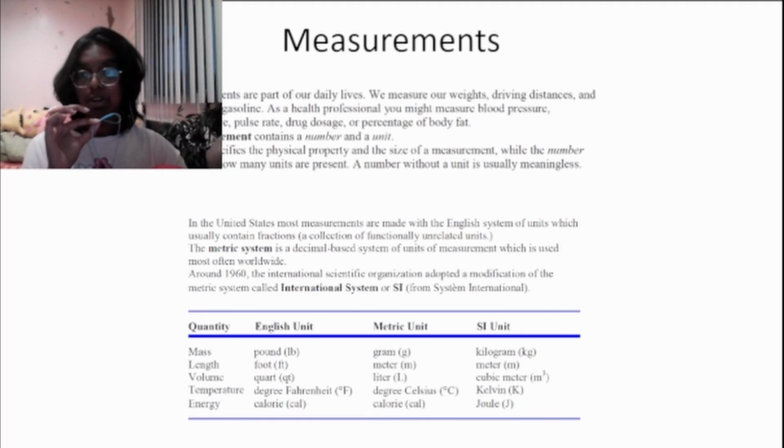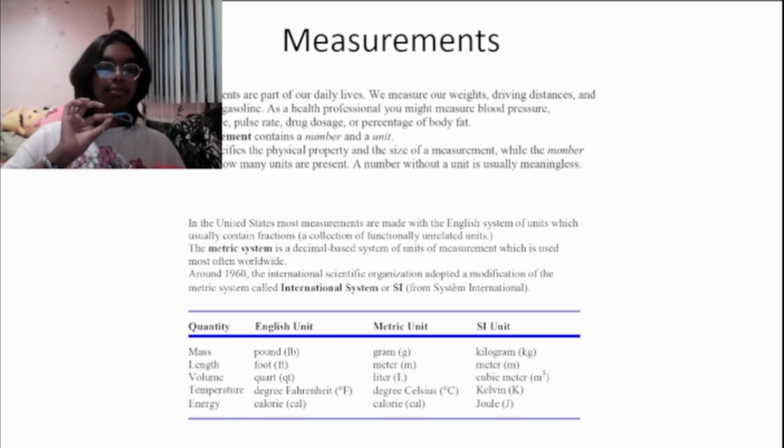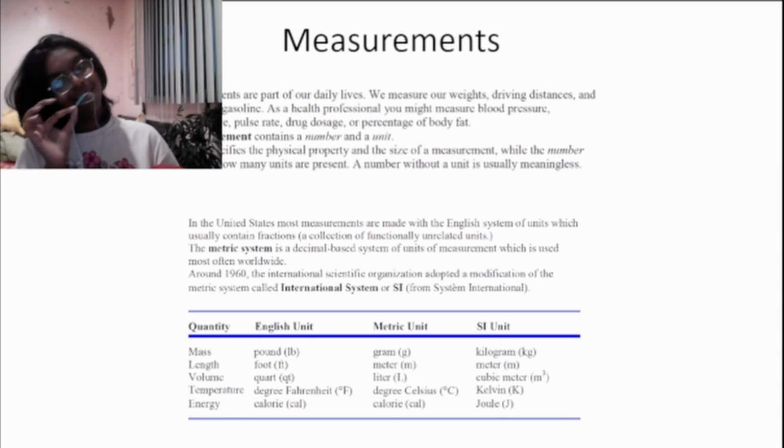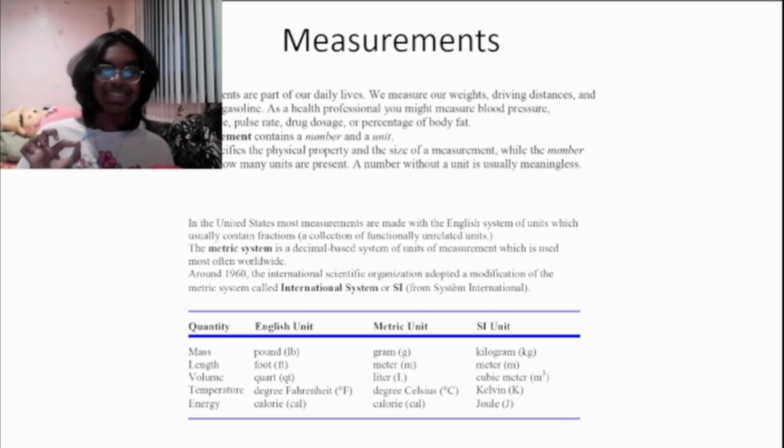Like, do I know how many feet are in a mile? No, I don't know how many feet are in a mile. Sorry, that's why I rant about the United States being the United States. If you can't tell, I hate it here, but that's beside the point.